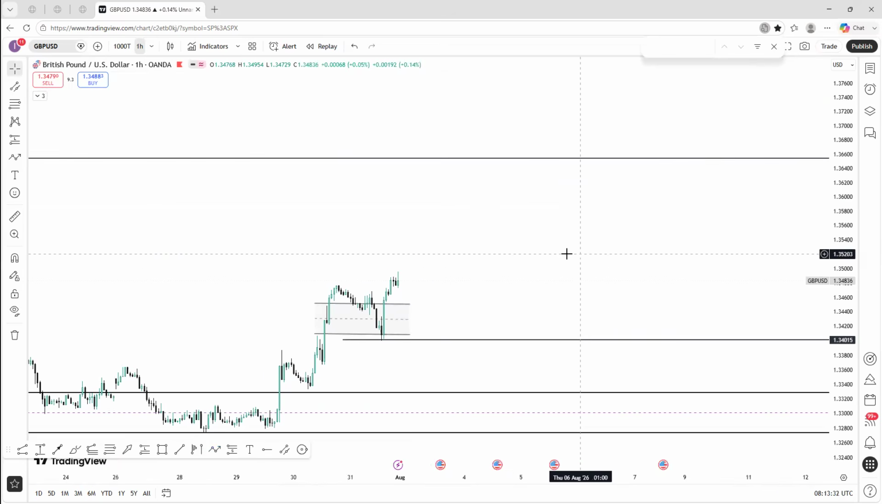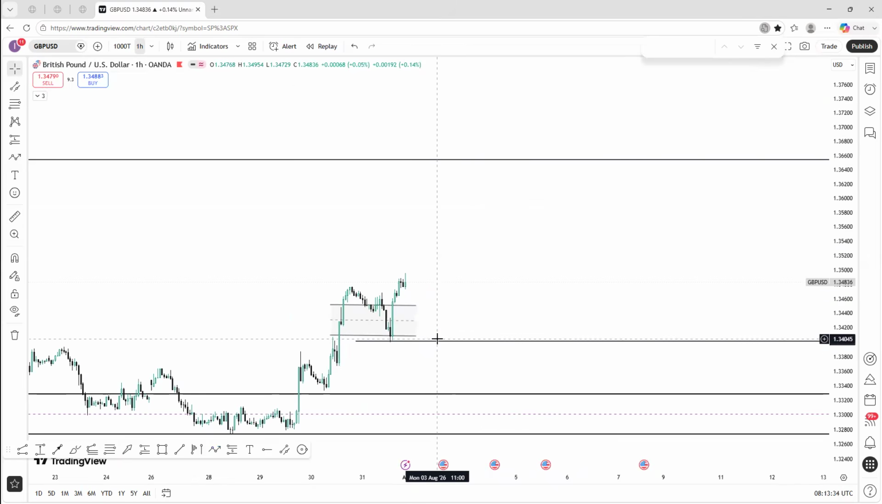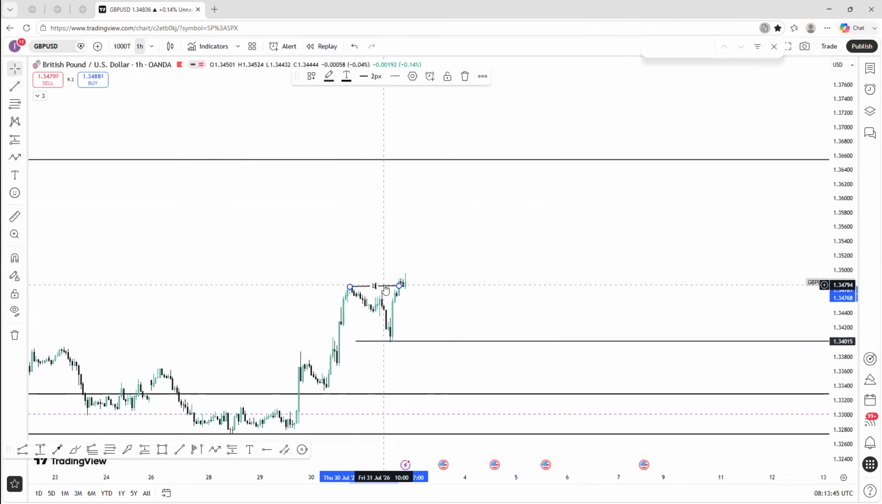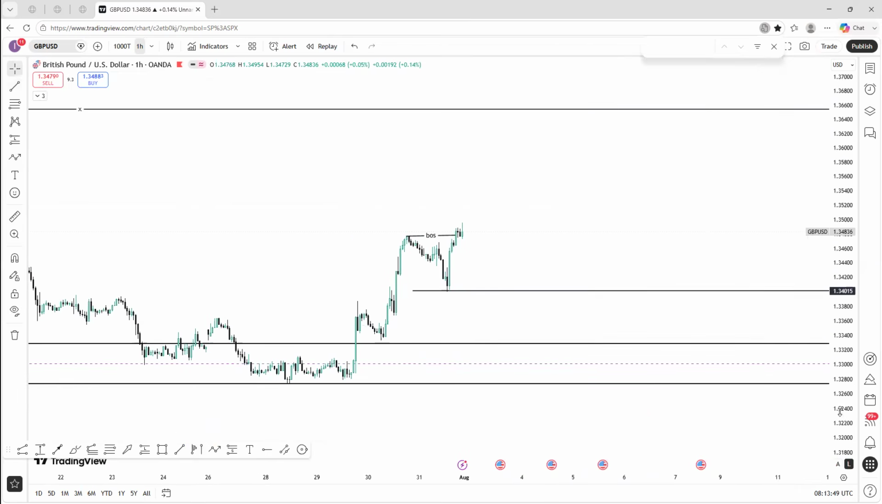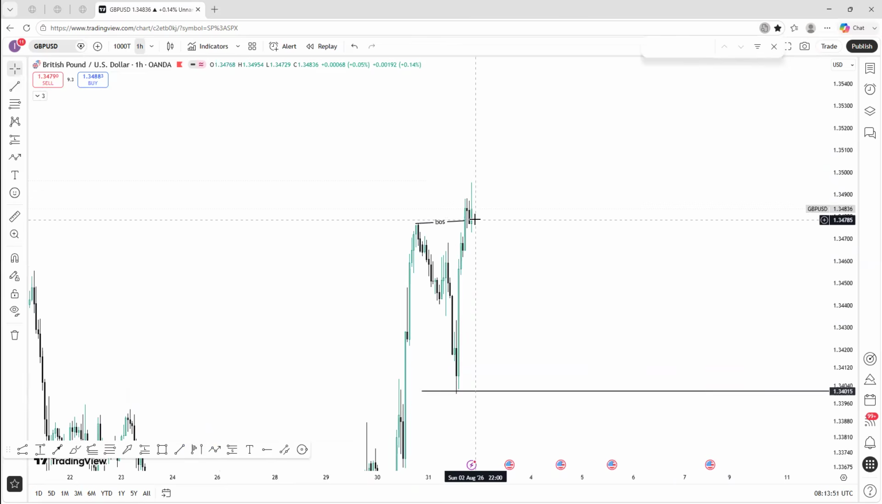Shifted to the H1 time frame. On the H1 time frame here, we have this kind of market structure. We have a break of structure here. Break of structure means continuation. There is a candle close above that previous high. So a very beautiful break of structure.